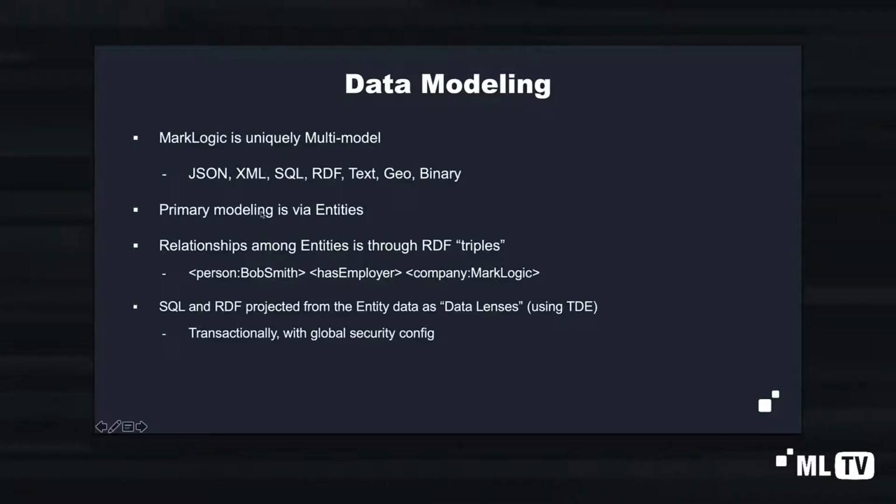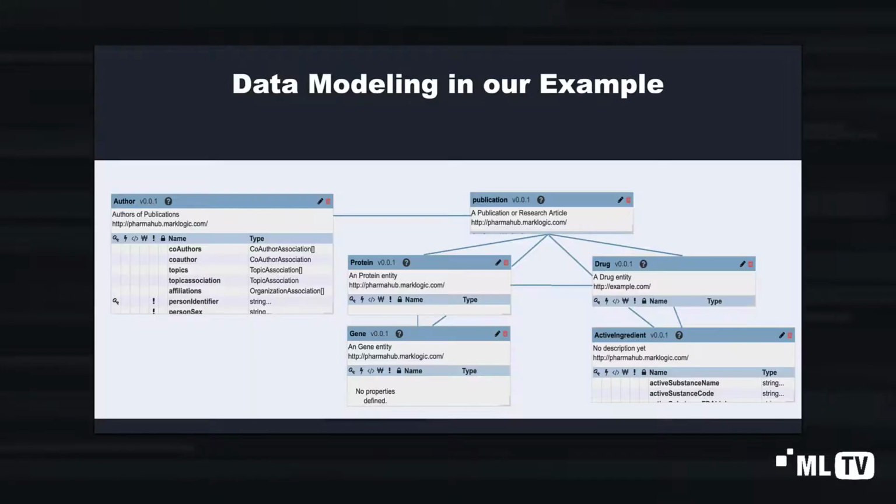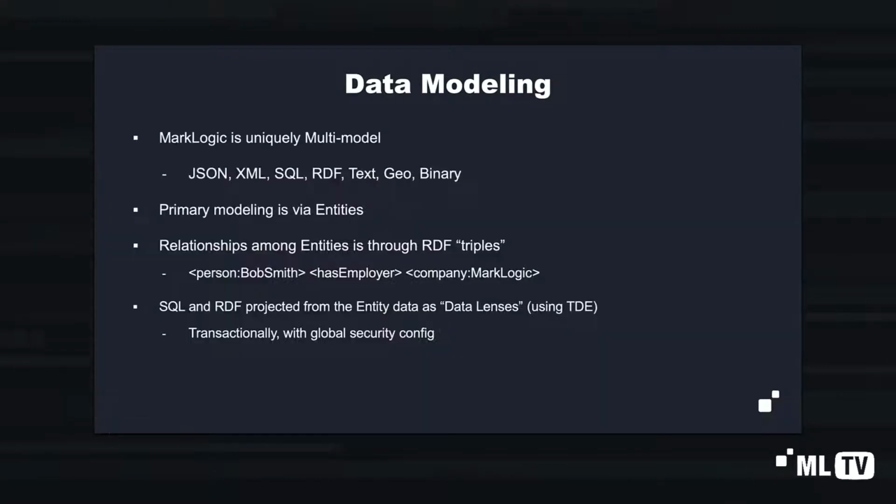So primarily we use entities, and those entities are related, right? Go back to the slide. Each of these lines is basically an RDF triple that says this is related to this in this way. So the relationships are through triples, and then we project out the SQL and RDF lenses. We call that template-driven extraction, or TDE, but we often call them data lenses.